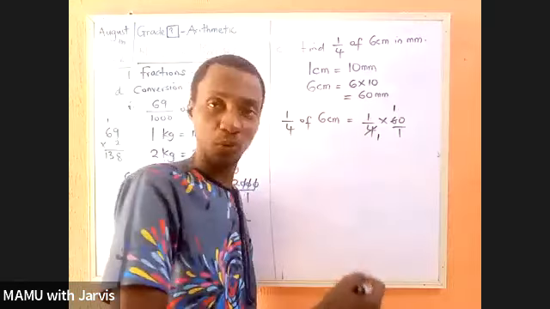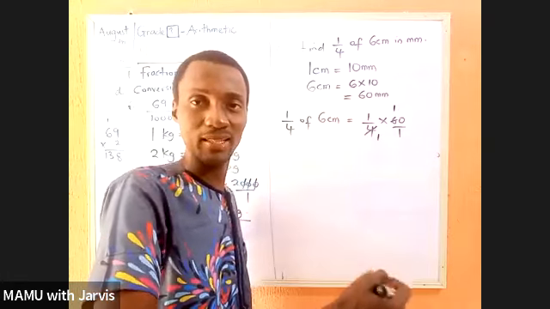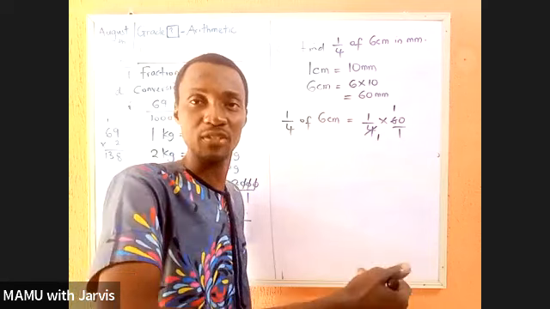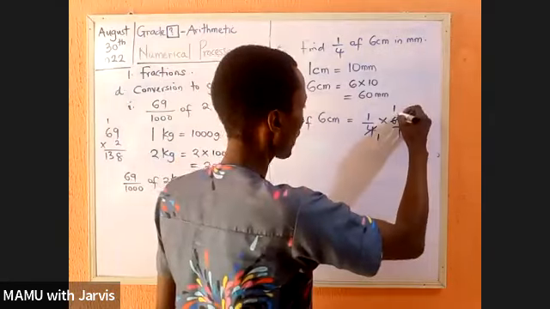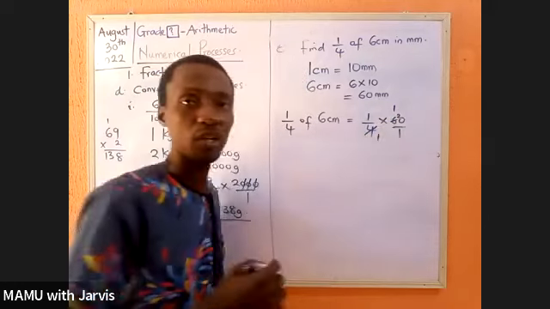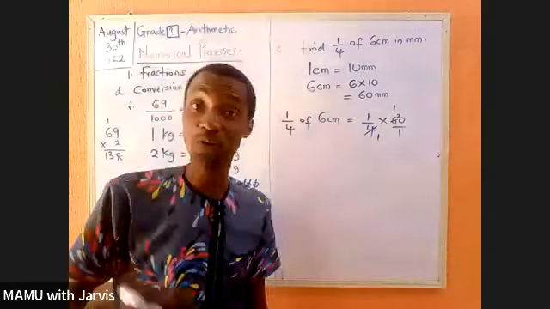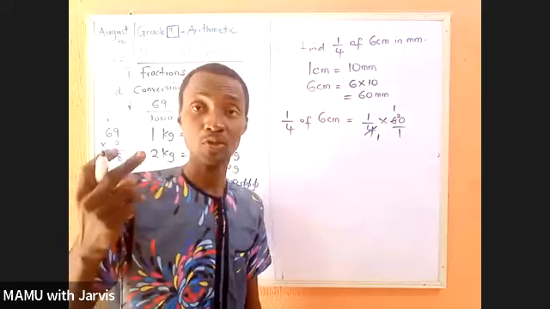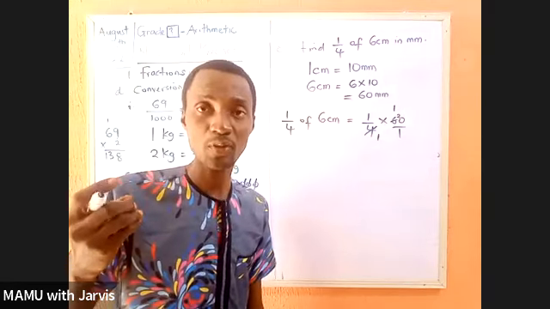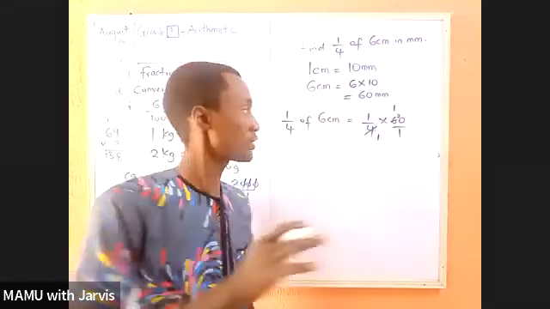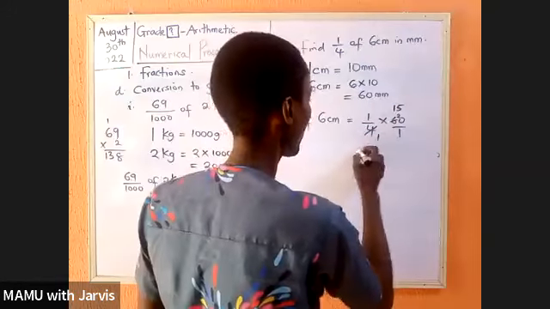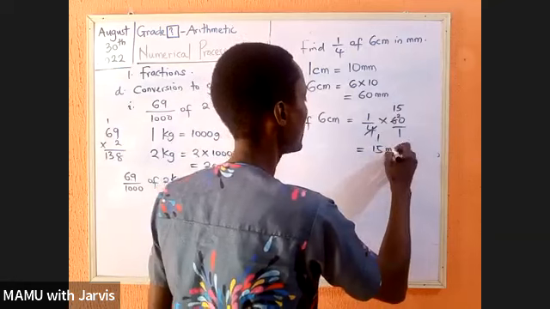4 times 1 is 4. 4 times 2 is 8. 8 is above 6, so I have a 2 left. 6 minus 4 gives me 2. And then I'm going to bring that 0 here. So 4 divides 20. I read my 4 times: 4 times 2 is 8, 12, 16. 4 times 4 is 16. 4 times 5 is 20. So that will be 5. So my final answer becomes 15 millimeters.